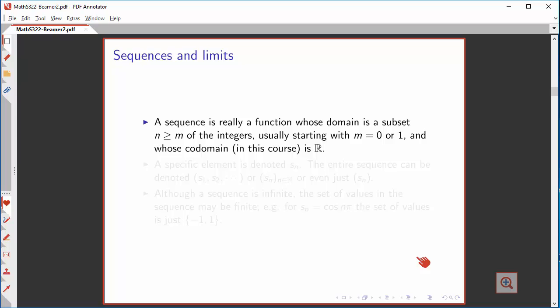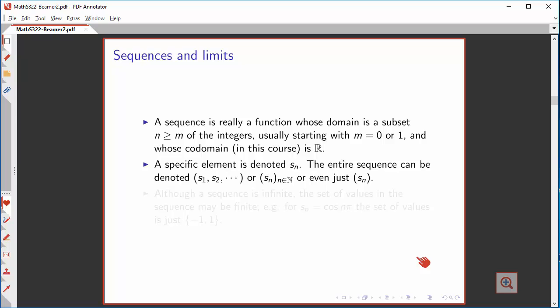The codomain of the function in this course is also always going to be a real number, because we're doing a course in real analysis. In other branches of mathematics, you could have sequences of vectors, or sequences of complex numbers, or sequences of matrices, but we're just going to deal with sequences of real numbers. To denote a specific element in the sequence, we subscript S, the symbol for the sequence, with n. So S sub 2, for example, would be the second element of the sequence.